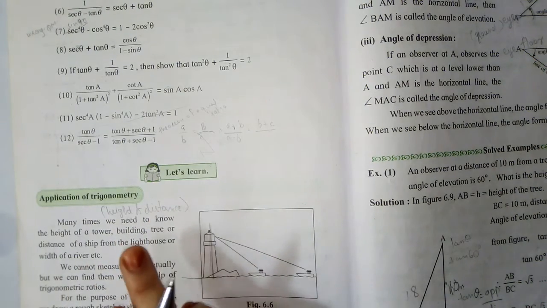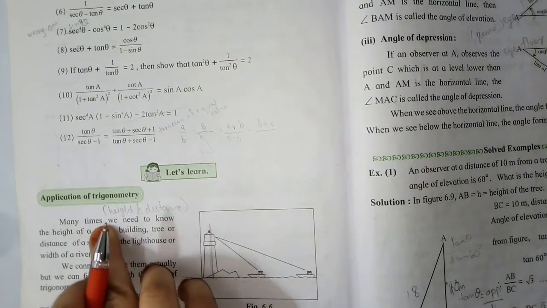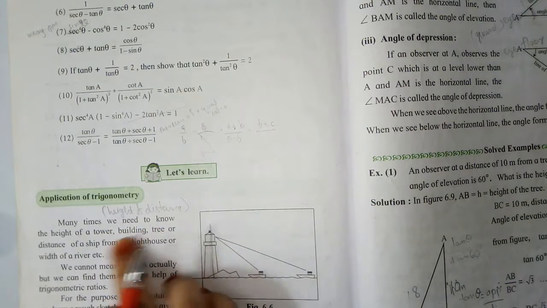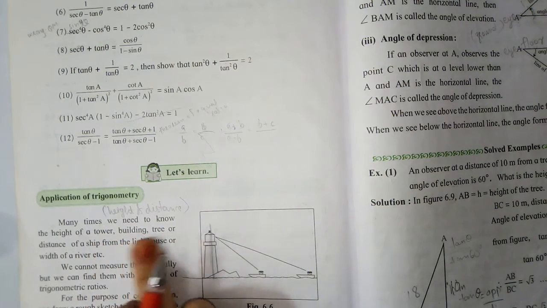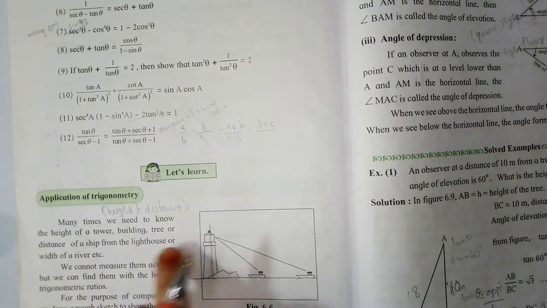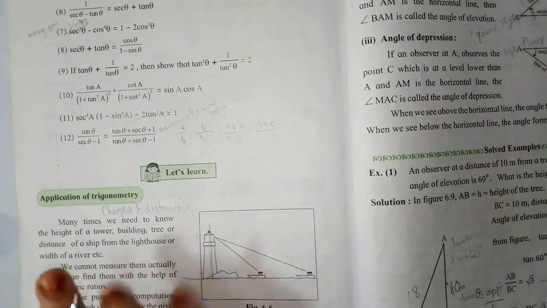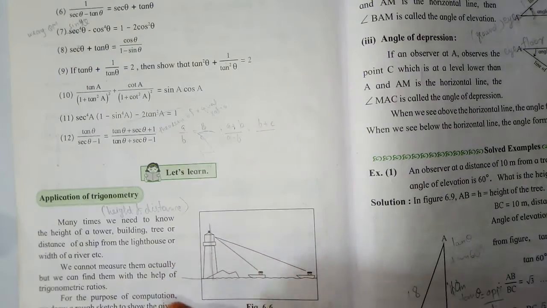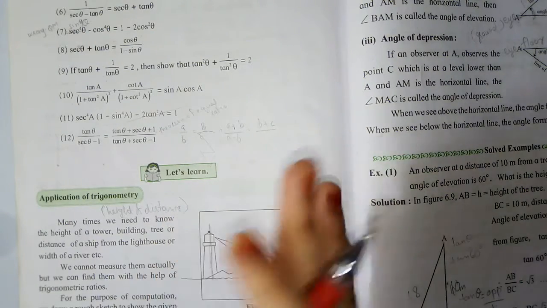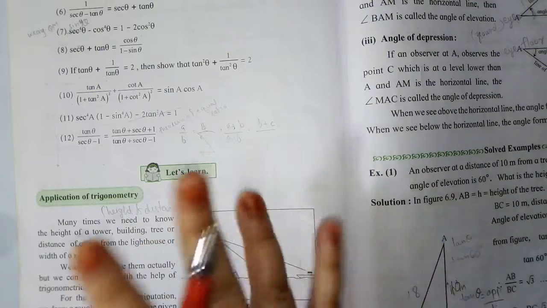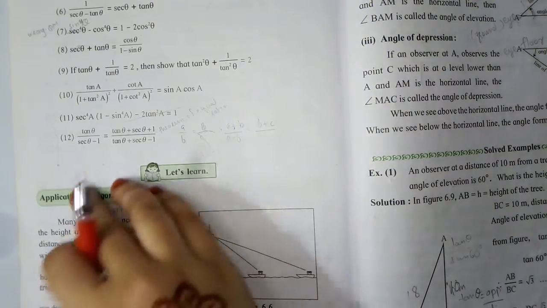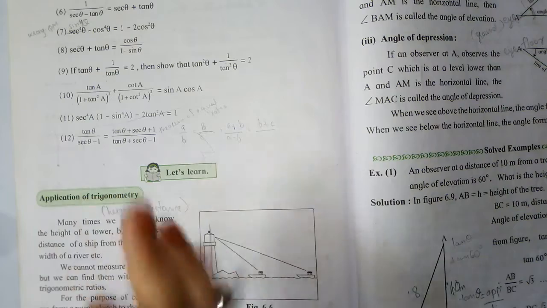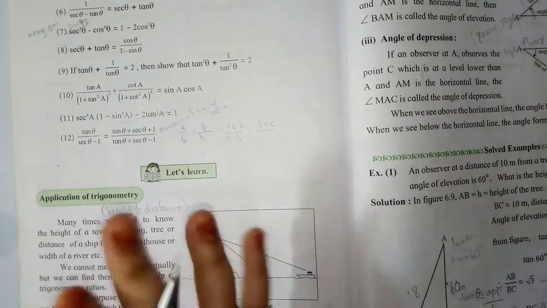So students, many times we need to know the height of a tower, building, tree, or the distance of a ship from the lighthouse, or the width of a river, etc. Trigonometry helps us to find the distance and height of a particular object, or the distance between different objects. So we will solve the sums related to the application of trigonometry.